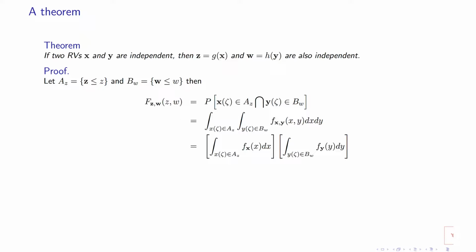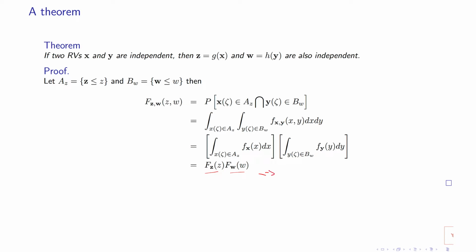Because they are independent, this function is decomposed into f_X(x) times f_Y(y), because we assumed independence. Because of this, we can substitute this function. As soon as you substitute it, you can decompose these two integrals. So obviously, this is the probability of the first event, and this is the probability of the second event. So this becomes F_Z(z) and F_W(w).